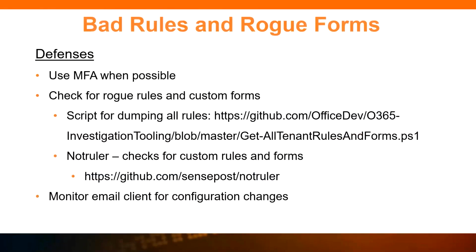So what are the defenses here? Well, first of all, you should check for rogue rules and forms at least once a year, twice a year. Microsoft has a script called Get All Tenants Rules and Forms for Office 365 clients. SensePost made a script called NotRuler for on-premises Exchange servers, and I haven't found one for Gmail or Thunderbird or Linux, but I guess you could create your own script.